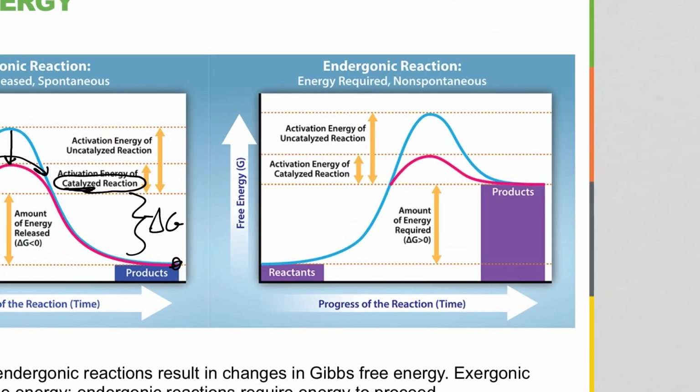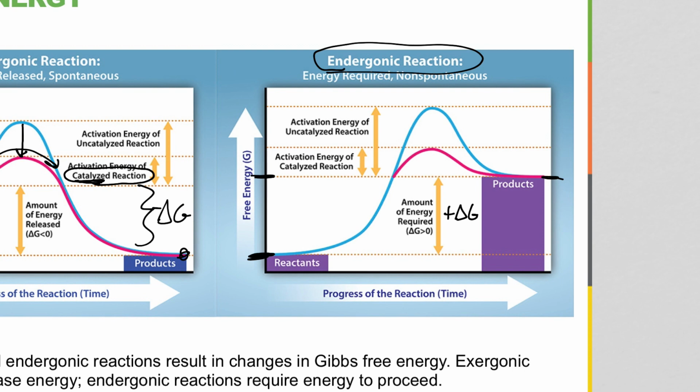Okay, on this side, if we have an endergonic reaction, it's the exact same concept, but now delta G is going to be a positive number. And that just means that our reactants started off relatively low, and the free energy of our products, right here, ended up relatively high. Right? And so you still have that activation energy, right? Push your ball all the way up the hill, and then it rolls down a little bit, but it still ends up higher than it started.